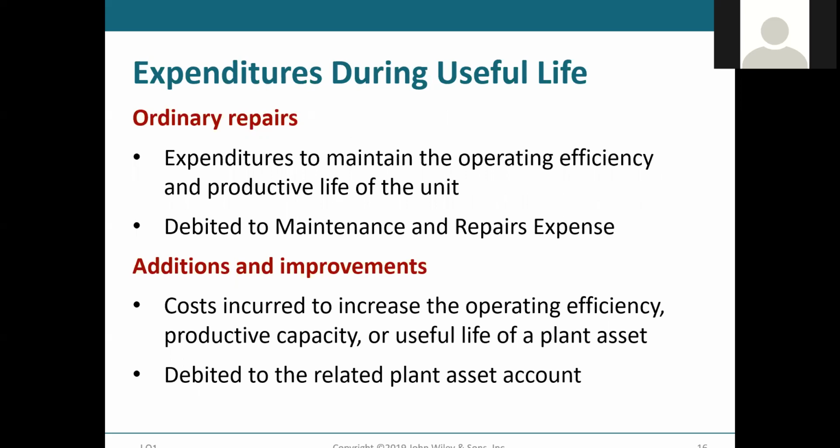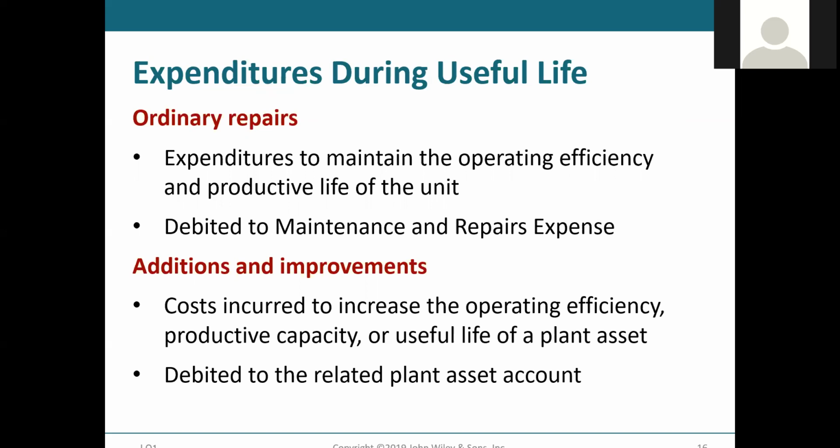Let's talk about different expenditures during the life of a fixed asset. We have what are called ordinary repairs as opposed to additions and improvements. And there's a big difference between the two, and we need to understand them. Ordinary repairs, expenditures to maintain the operating efficiency and life of the unit. It's debited as an expense. It's an expense, maintenance and repairs expense.